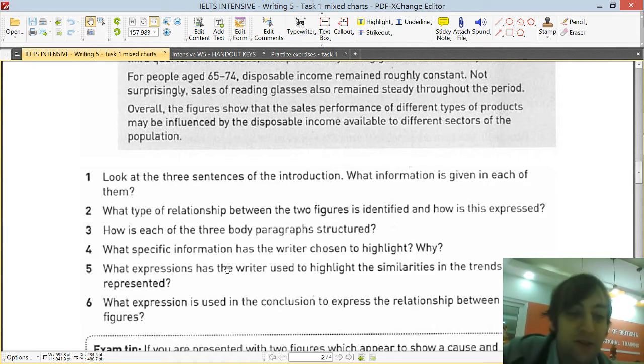I just realised I missed number 5. Sorry, we'll go over number 5 first. What expressions has the writer used to highlight the similarities and trends represented? Showed similar patterns with, also, not surprisingly. And number 6, the answer to number 6, which I just read out, is may be influenced by.